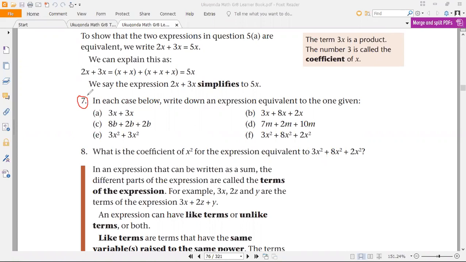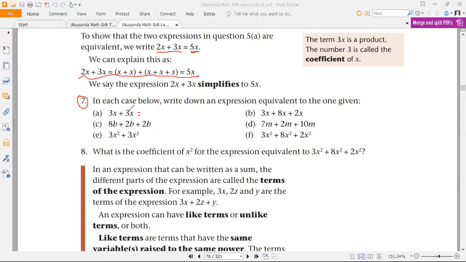Okay, and I said lessons 1 and 2 we will spend just talking about the language of algebra. So let's start off by looking at the homework that we have. We had said previously that 2x plus 3x simplifies to what? 5x.